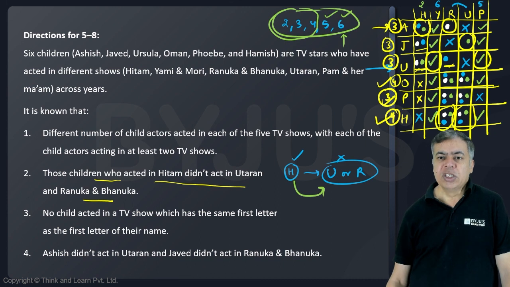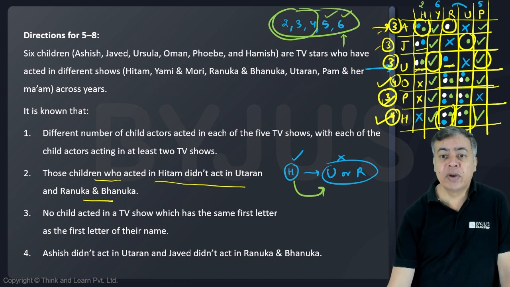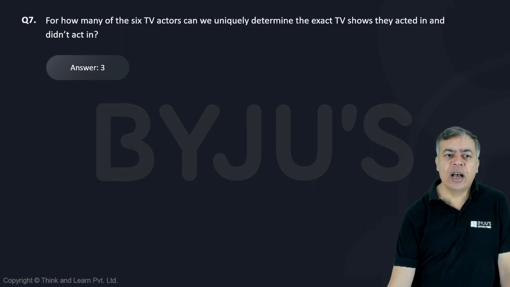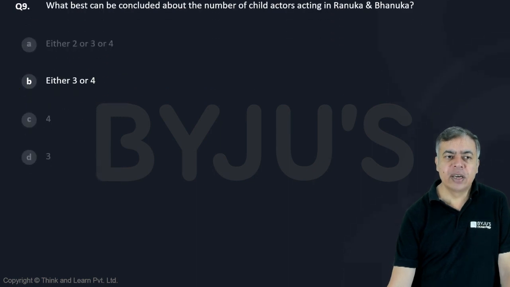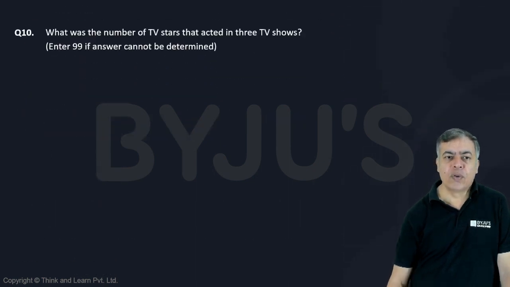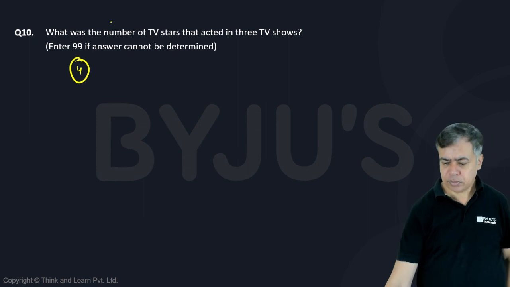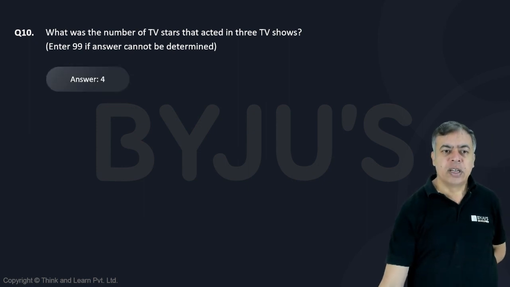So that means 3 shows: 1, 2, 3, 4, A, J, U and P will be working in 3 shows. Definitely, so you can answer 4. Exactly 4 actors will be working in 3 TV shows. So here the answer is 4.